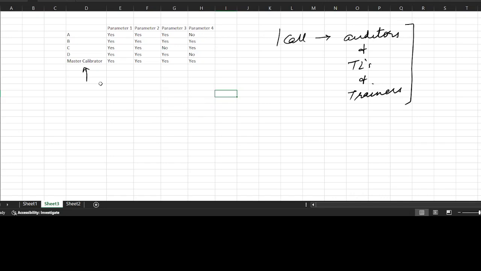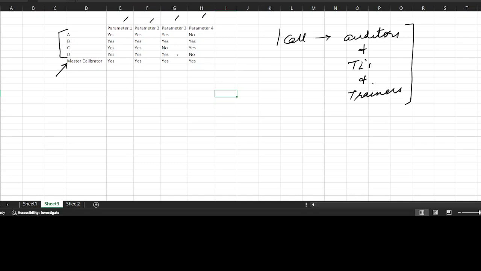So now that we know these people have filled the audit form that we have, suppose that we have four parameters in our audit form. So the parameters are parameter 1, 2, 3, and 4, and these are the four people who have filled the calibration form. Now the master calibrator scores are also put in here, and after that we put them row wise.